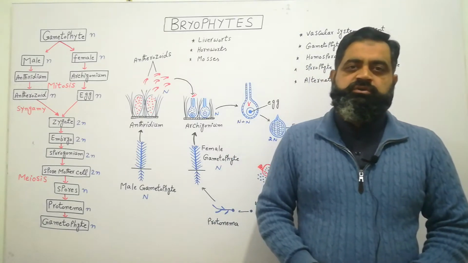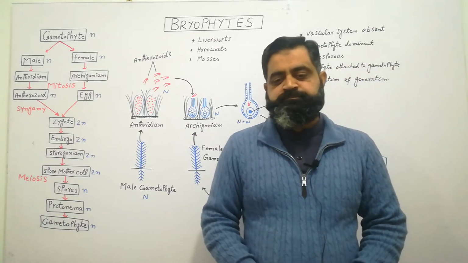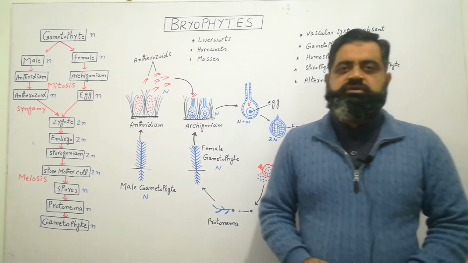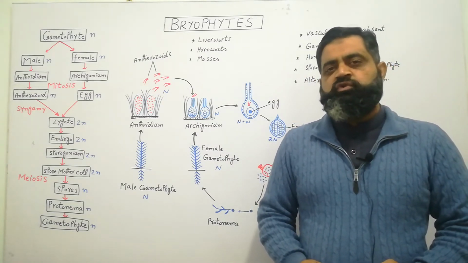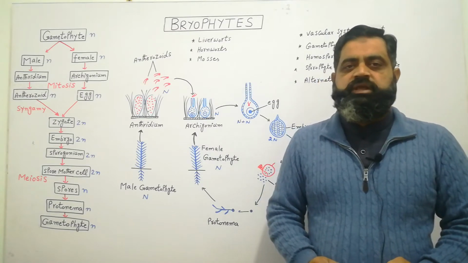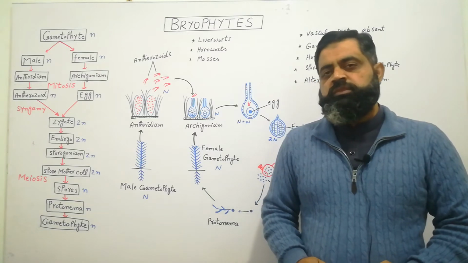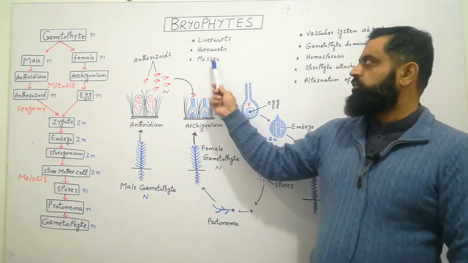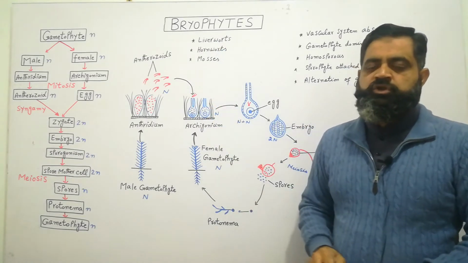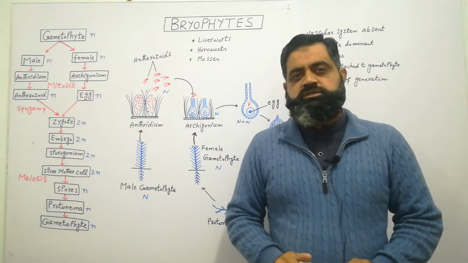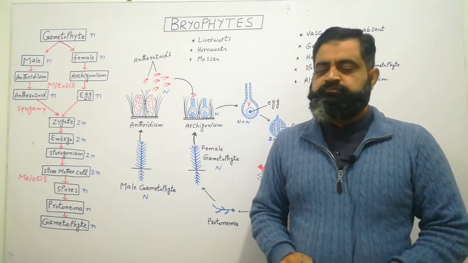Today we are going to discuss the life cycle of bryophytes. Bryophytes are amphibious plants which are found near flowing streams, rivers, banks of canals and shady areas. There are three main groups of bryophytes: liverworts, hornworts and mosses. Today we are going to discuss the life cycle of a bryophyte.